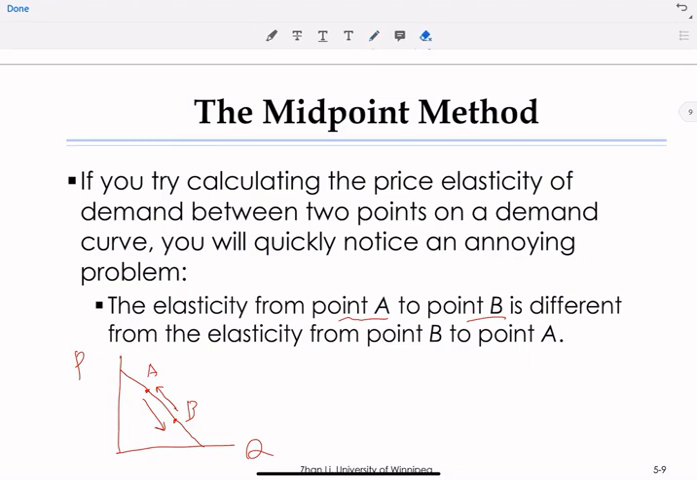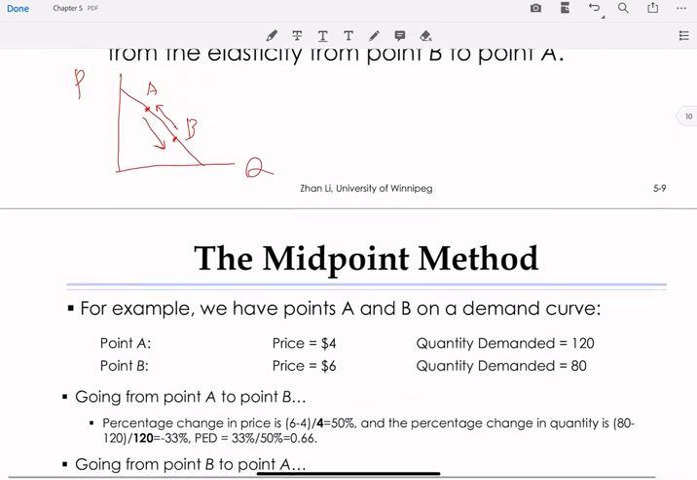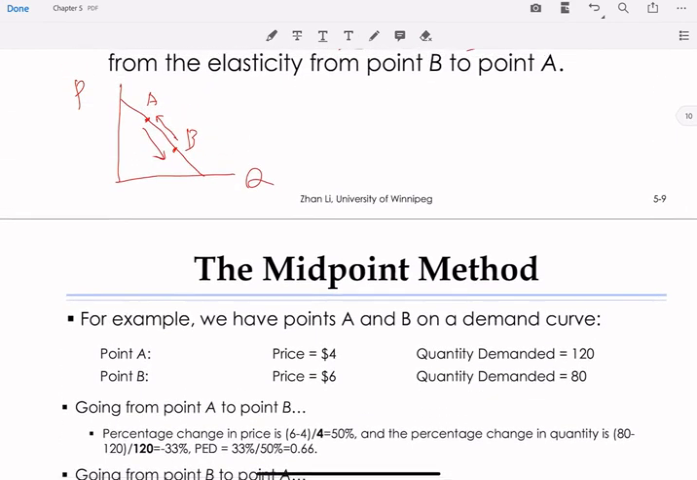So let's see the following example. Okay, now let's say if we have 2 points, right? Let me follow the lecture note. So point A here, point B here. So let's say at point A, the price is 4 and the quantity is 120. At point B, the price is 6 and quantity demanded is 80.